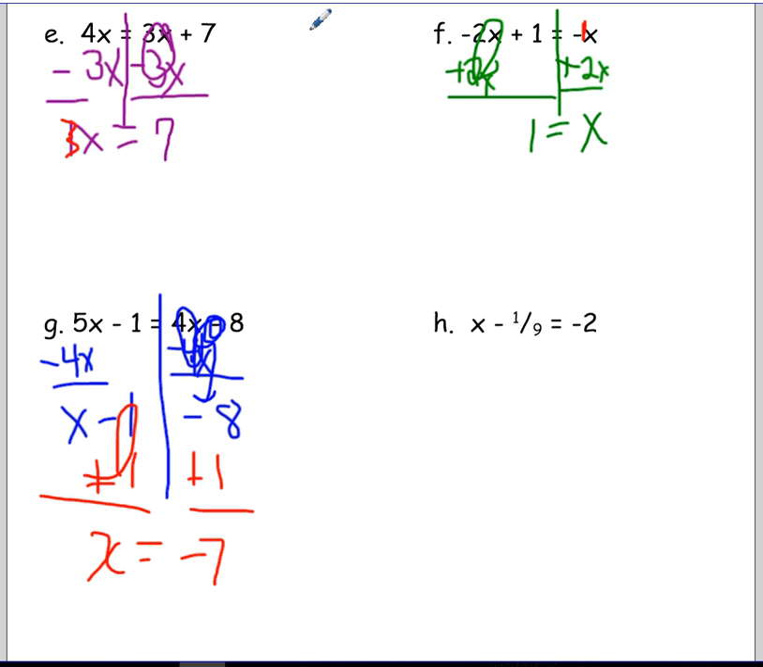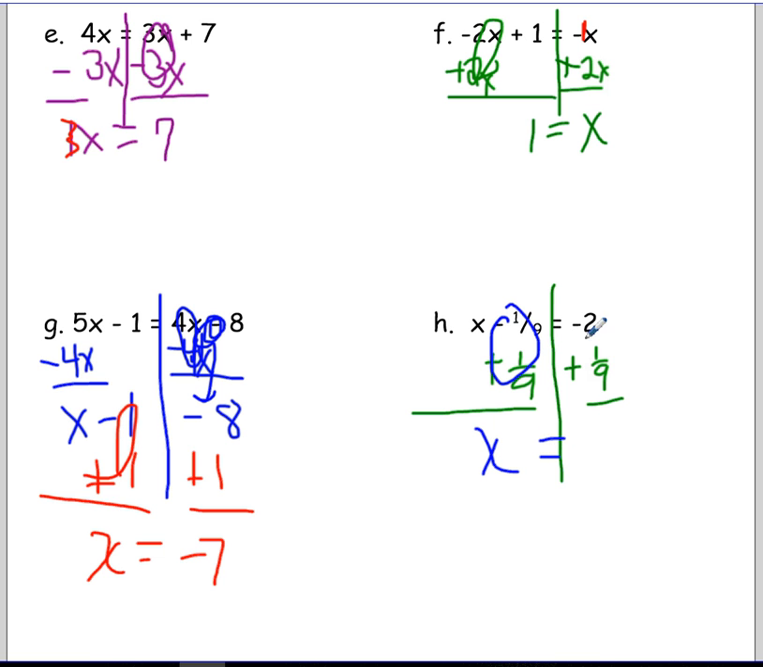And then for h, we have x minus 1/9 is equal to negative 2. So let's take a look at that. We have x only on the left-hand side, so we have to get rid of that constant of minus 1/9. So we'll add 1/9, which means we have to add 1/9 to our negative 2 as well. And so we'll zero out our minus 1/9 and plus 1/9 and leave us with x on this side.